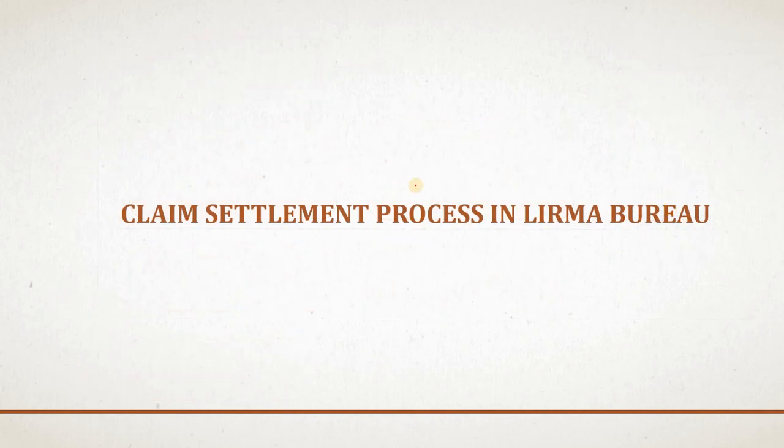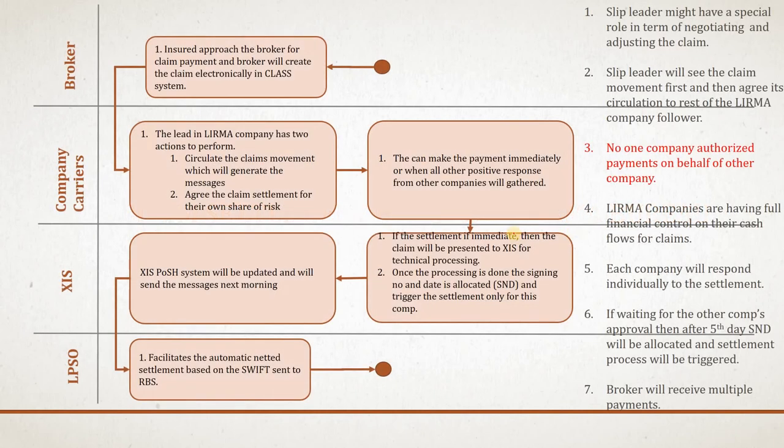Going forward, how does the process look in the LIRMA bureau? Again, the process is the same with some differences which we'll see. The insured approaches the broker when the claim happens, and the broker will create the claim in the class system, which we know. The lead in the LIRMA company has 2 actions to perform. This is the difference. It will circulate the claim movement, which will generate the message, and then it will agree the claim settlement for their own share of risk. So first it will trigger the claim movement, and then it will agree for its share of business.